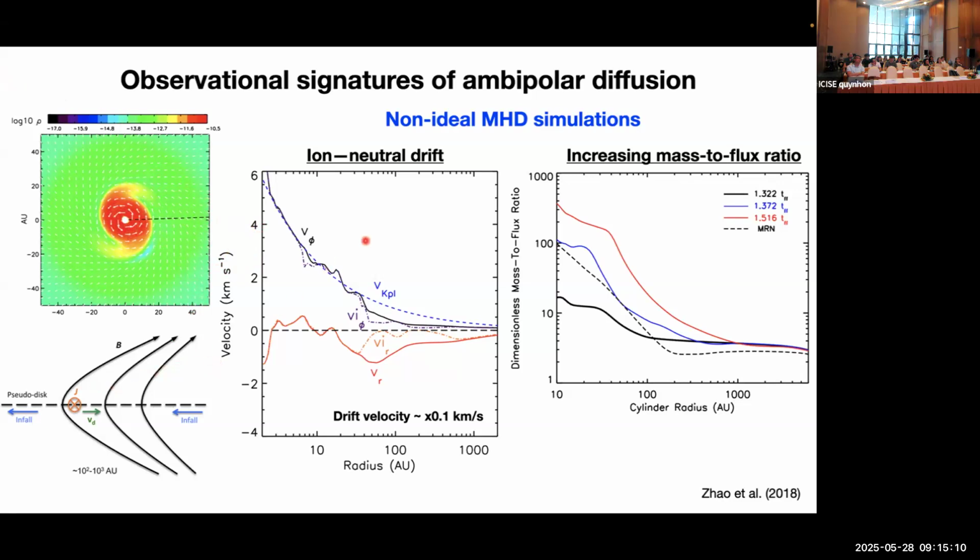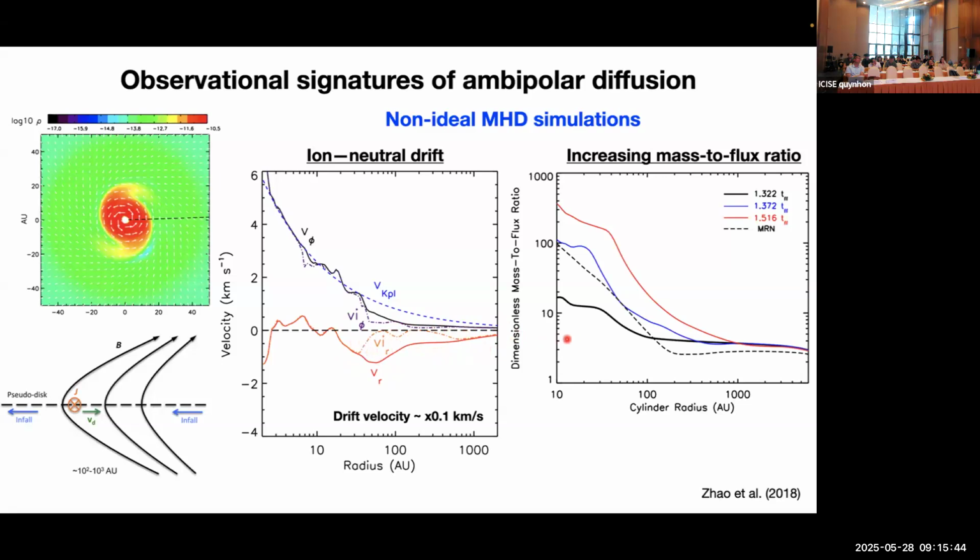So here I show the velocity profile as a function of radius extracted from this simulation. This red solid line is the inflow velocity of the neutral material, and the dashed line is the inflow velocity of the ionized material. You can see there's a difference of about 0.5 or so kilometers per second at radii around 100 AU in this kind of simulation. So it suggests if ambipolar diffusion is efficient, we may detect such a velocity difference between neutrals and ions.